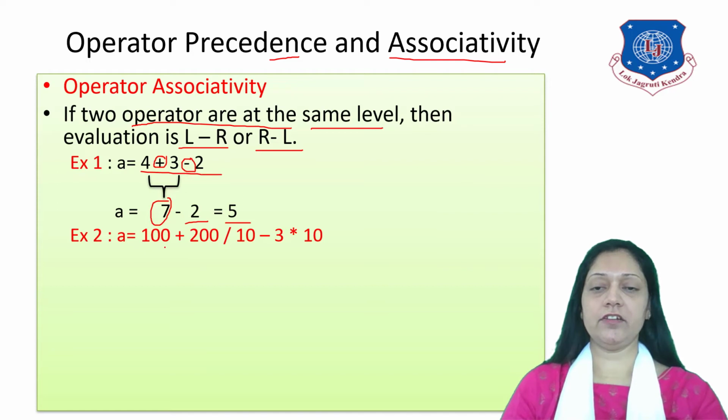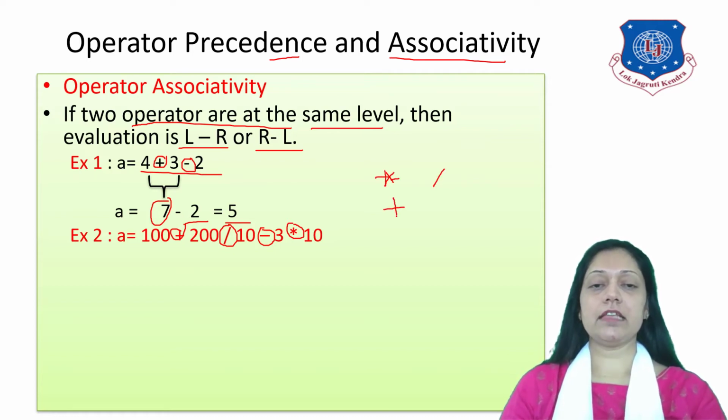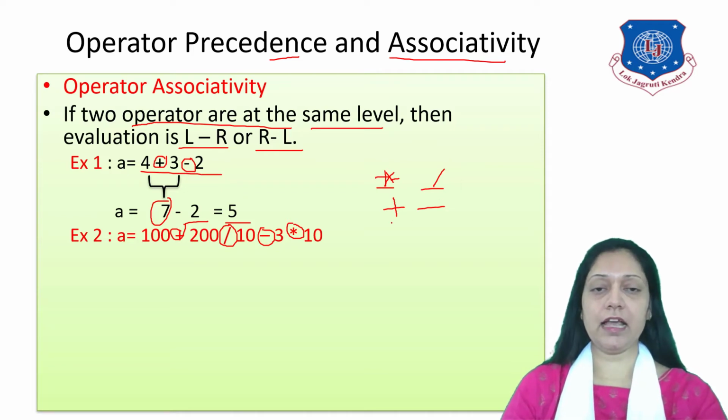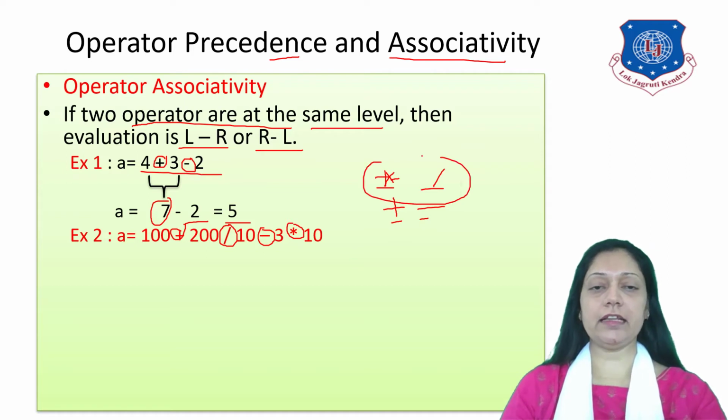I have an expression 100 plus 200 divided by 10 minus 3 into 10. So there are many operators here. The first is plus, we have the division operator, we have the minus operator, and we have the multiplication operator. Now out of all these operators, multiplication and division have higher priority, plus and minus have lower priority compared to multiplication and division. Also multiplication and division are at the same level and plus and minus are at the same level. So in that case, first we'll be evaluating the expression which has multiplication and division operations.